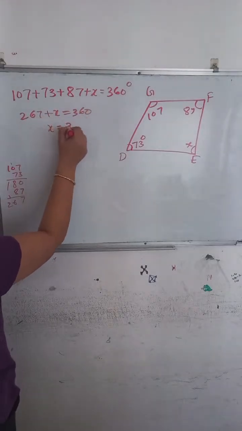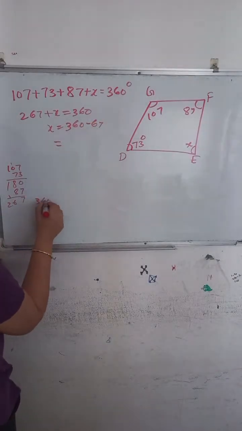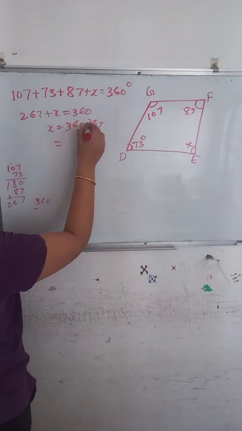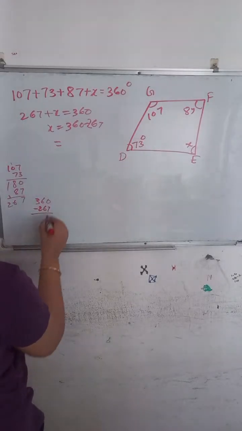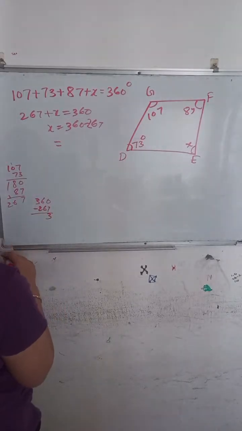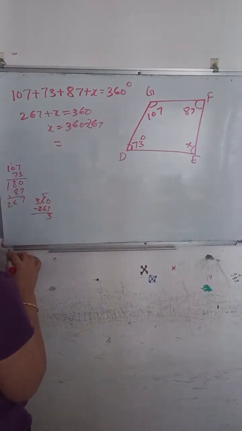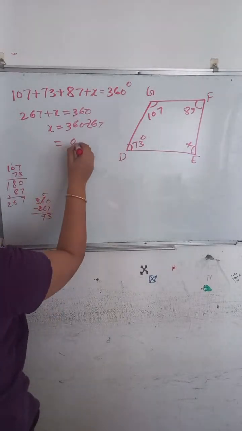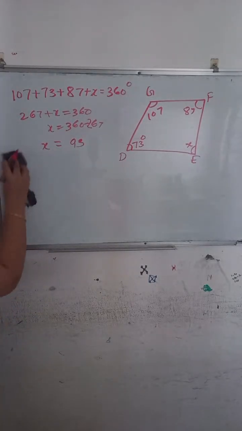So X is equal to 360 minus 267. 10 minus 7 is 3. Then 15 minus 6 is 9, and here 0, that is 93. X I got 93. Once you get X, that is not required.